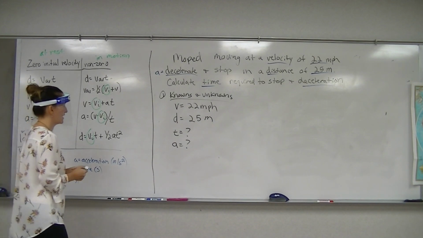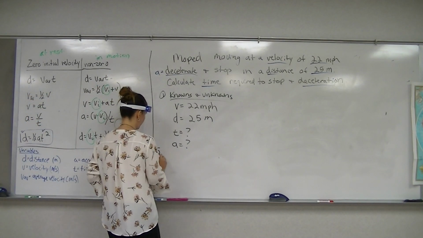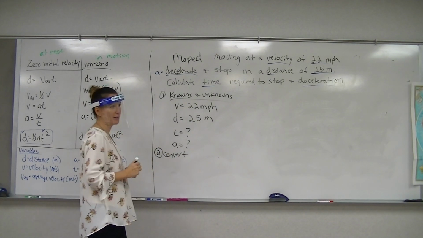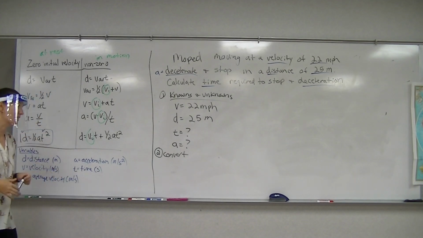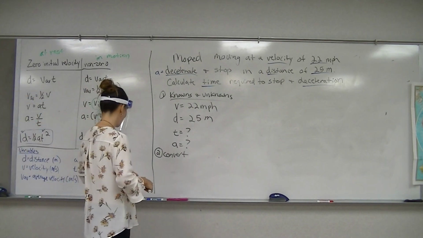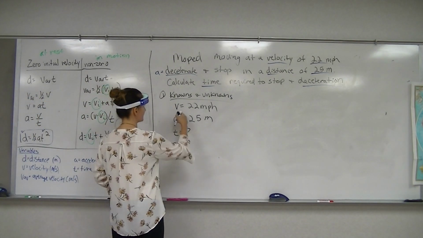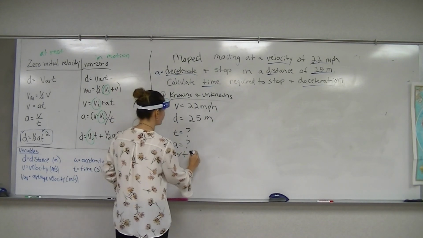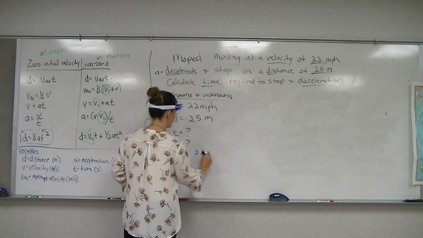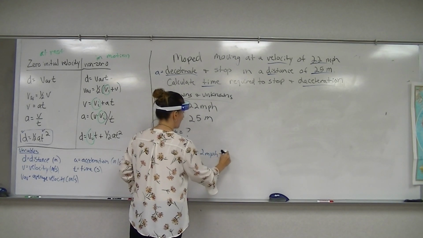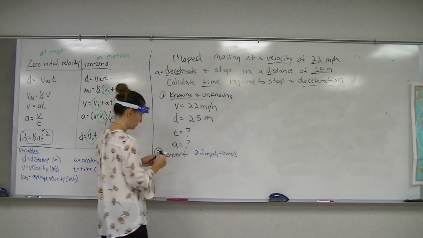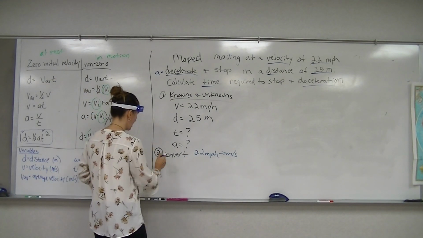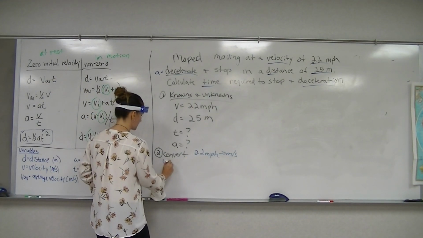So, convert if necessary. Do we need to convert this time? You won't have to convert for every problem, but I usually do in class to show you the practice. In this case, we do. We have velocity here in miles per hour, and we want it in meters per second. So we're going to do 22 miles per hour to meters per second. This is where that conversion factor between miles per hour and meters per second is going to help you.